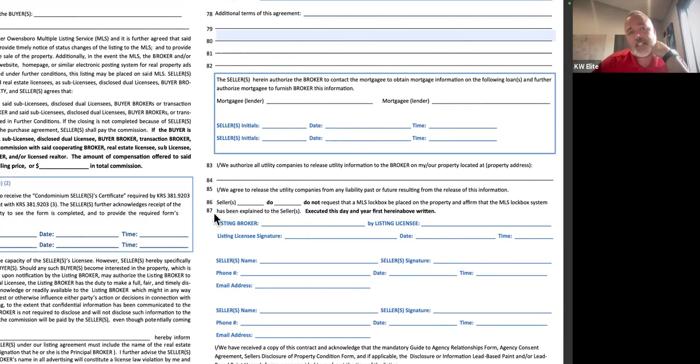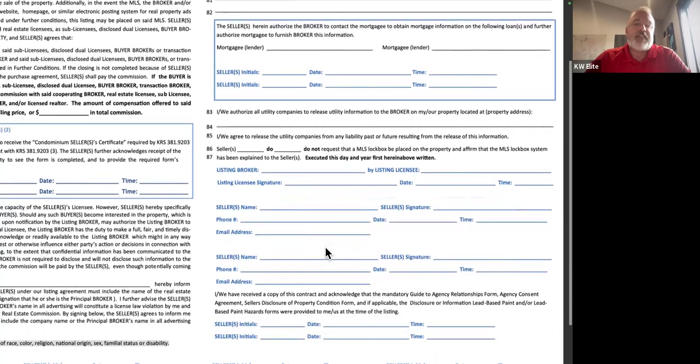And then the last section, lines 86 and 87, is allowing you to put a lockbox on it. So they're going to check do put a lockbox or do not. Those are your two options, obviously. And it says that the MLS will be placed on the property and the MLS lockbox system has been explained to the seller, executed on this day and year, hereby written, and then everybody signs.